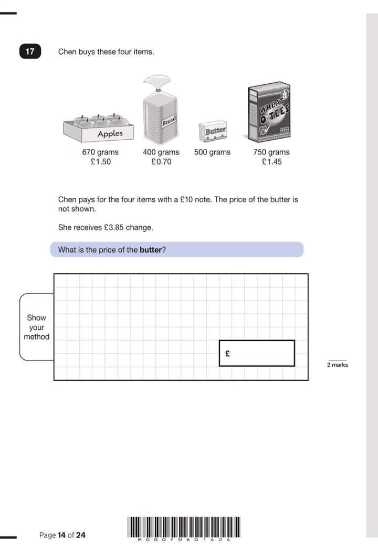Number 17. Chen buys these 4 items. Chen pays for the 4 items with a £10 note. The price of the butter is not shown. She receives £3.85 change. What is the price of the butter?